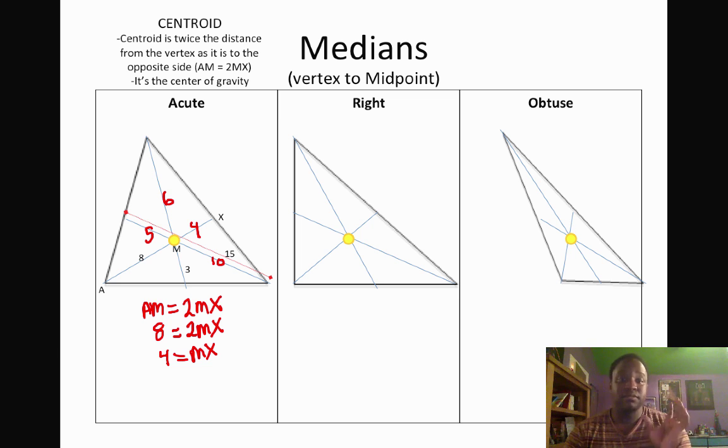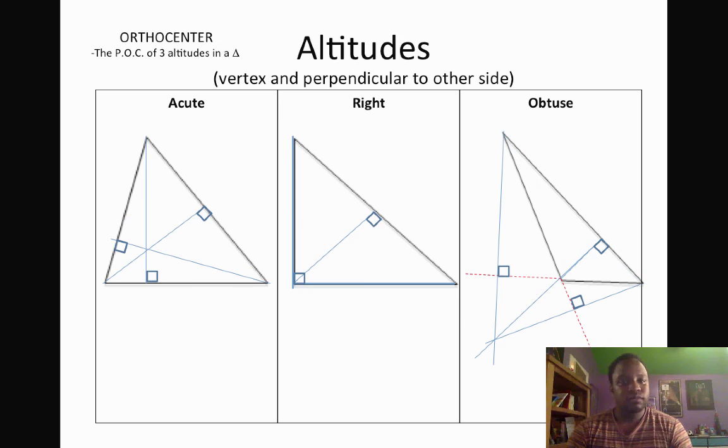So that's medians. Medians create centroids, and centroids are twice as far away from the vertex as they are from the side, and they're also the center of gravity. Next is altitudes and orthocenters. The orthocenter is basically where the altitudes meet.